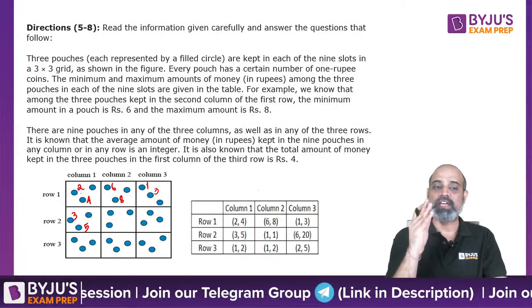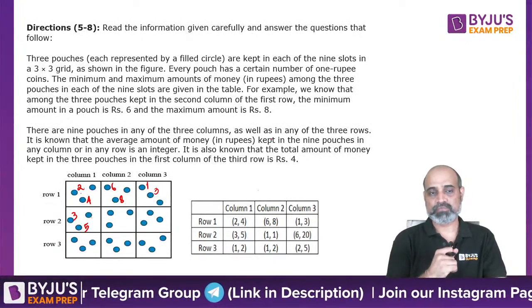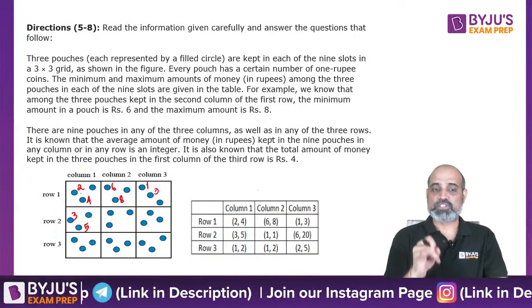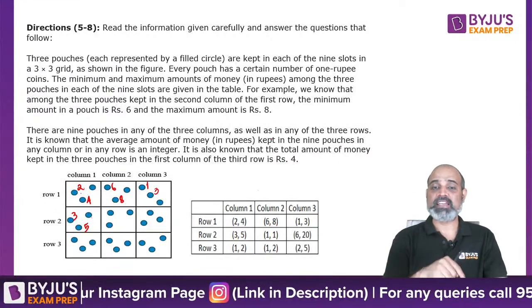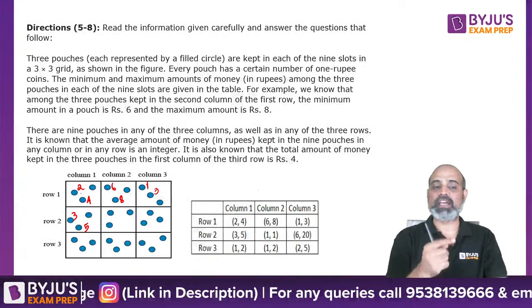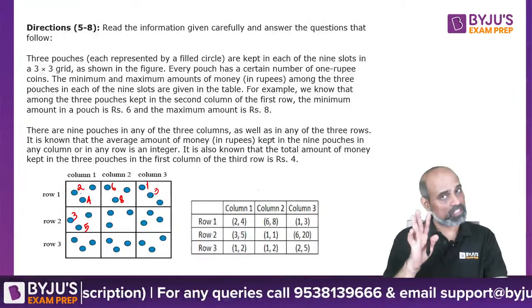It is known that the average amount of money in rupees kept in the 9 pouches in any column or any row is an integer. Let's take a pause here.